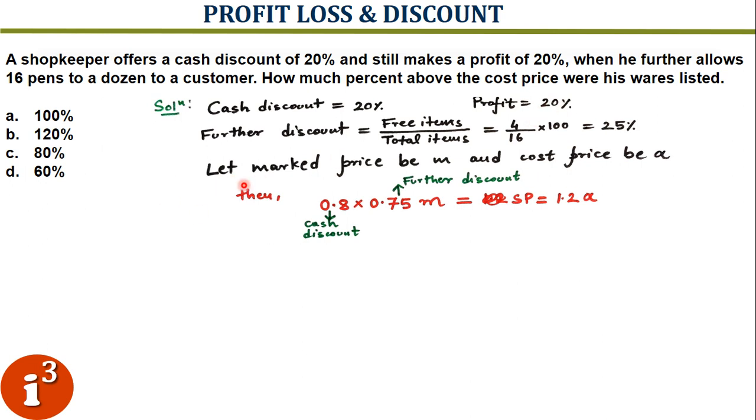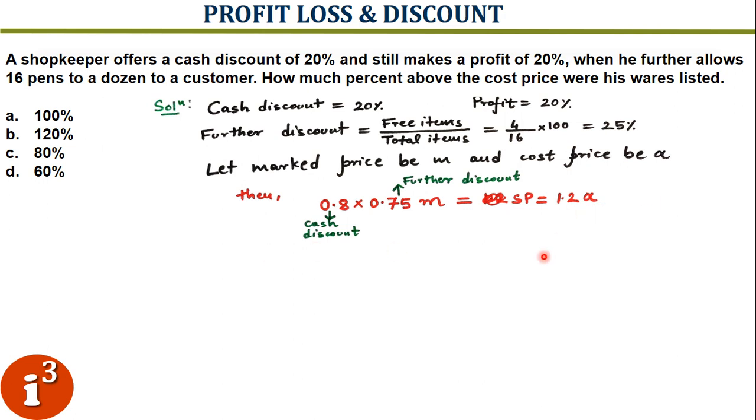Let the marked price be m and the cost price be a. If the cost price is a and profit is 20%, what will be the selling price? Profit is 20% means the selling price is 20% more than the cost price, so the selling price will be 1.2 times a. What has he done to the marked price? He has given a cash discount of 20%, that means you multiply the marked price by 0.8. Again he has given a discount of 25% by these free items, so you multiply by 0.75, since 1 minus 0.25 is 0.75. So for two discounts, you multiply 0.8 into 0.75 to the marked price to reach the selling price. Now the selling price is 1.2 times the cost price, because there is a 20% profit.